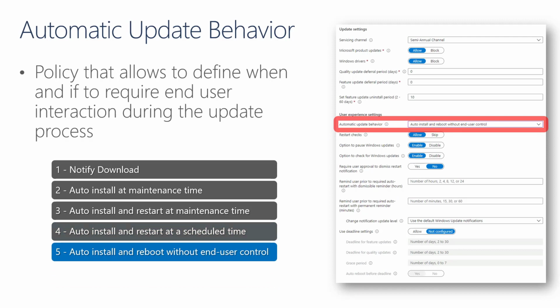Auto-install and restart without end-user control is the fifth option. This option is very similar to auto-install and restart at maintenance time. Updates will be installed when the device is not in use, and reboots will happen outside of the default active hours, which is 8 a.m. to 5 p.m.